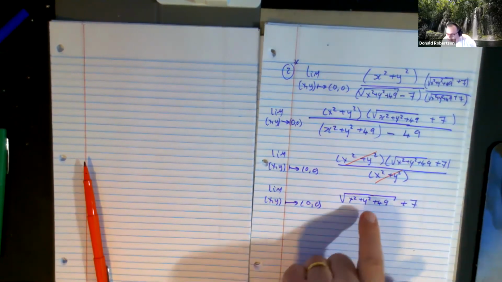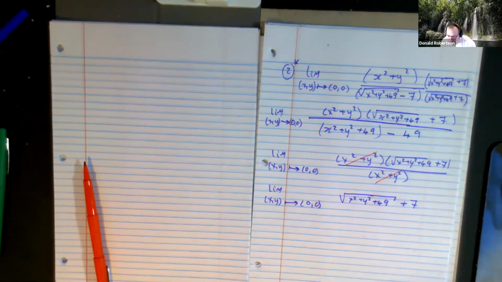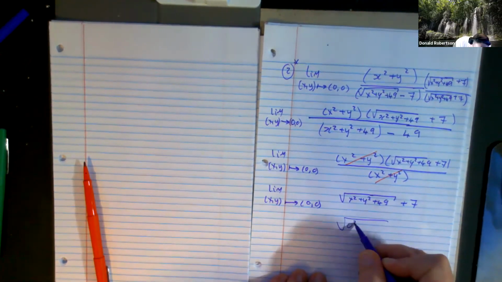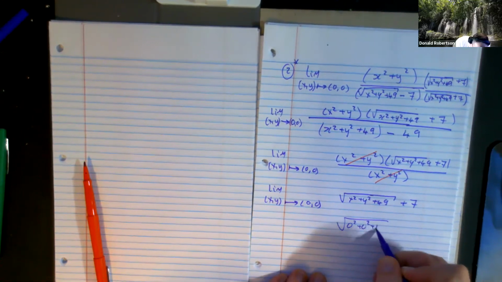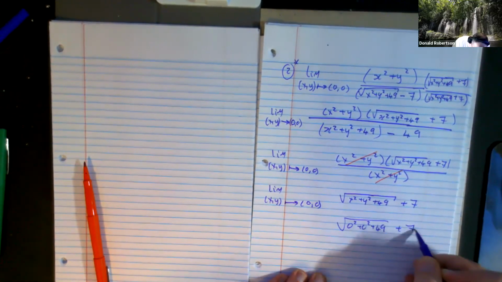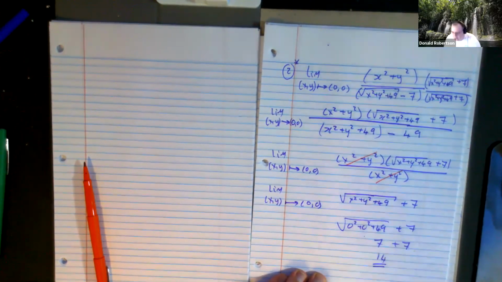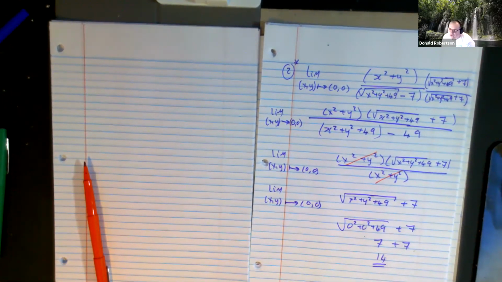But this guy, can't you just get him by plugging in 0, 0, right? The evaluate method. And so we'll do that. Nothing squared plus nothing squared plus 49, plus 7. 7 plus 7, 14. So this limit exists and it is 14.